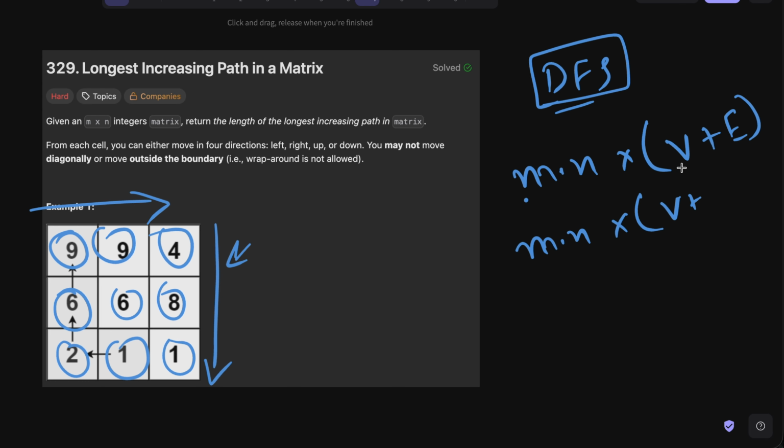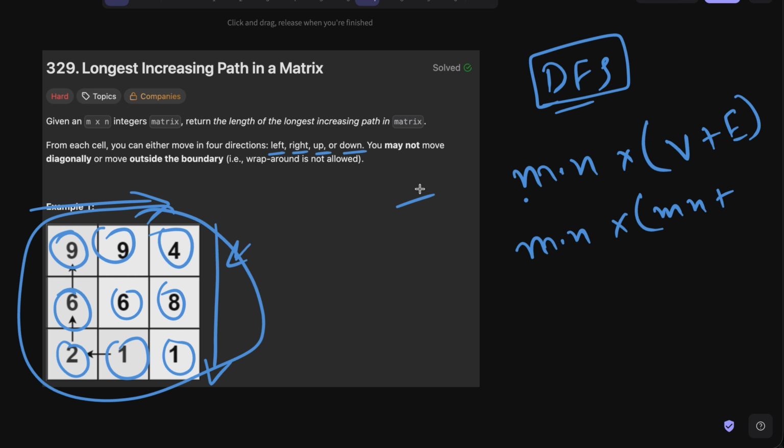So what is v? Well, v is the number of vertices, and how many vertices do we have? We have these many vertices. Each and every cell represents a vertex here. So we will have m multiplied by n vertices plus how many edges do we have? Well, in the question it is already told to us that we can go left, right, up and down. So we have 4 edges because we are able to go in 4 directions from any given node or any given vertex. Now this 4 is per vertex. It means for each vertex we have 4 edges.